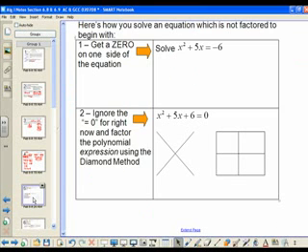So, again, now how to solve an equation that isn't factored?